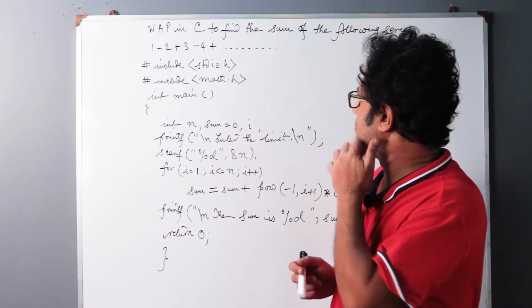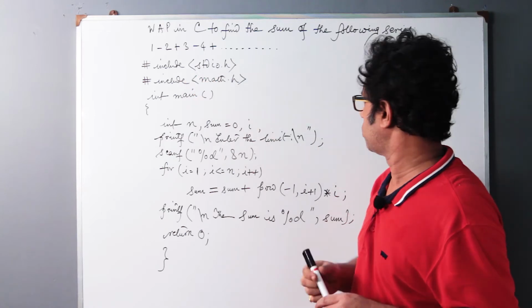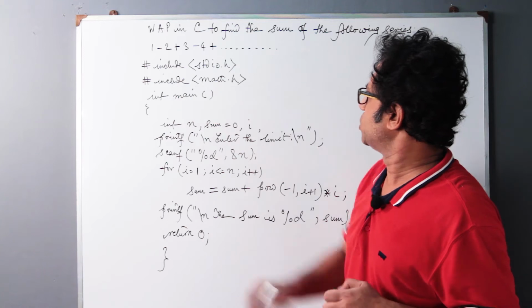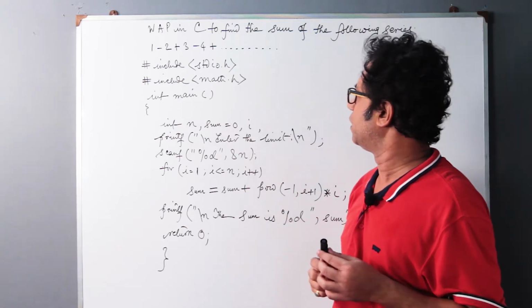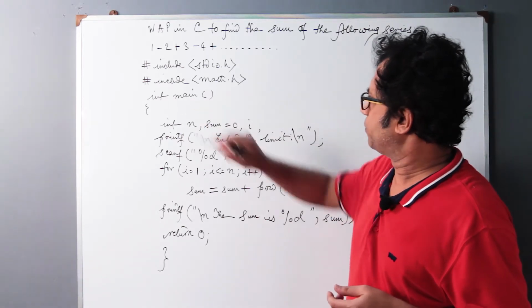For the initial part, we have just written #include <stdio.h>, and for the second file inclusion directive, we have taken the math.h header file, as you have already seen in my previous classes. And then we come to the main portion.